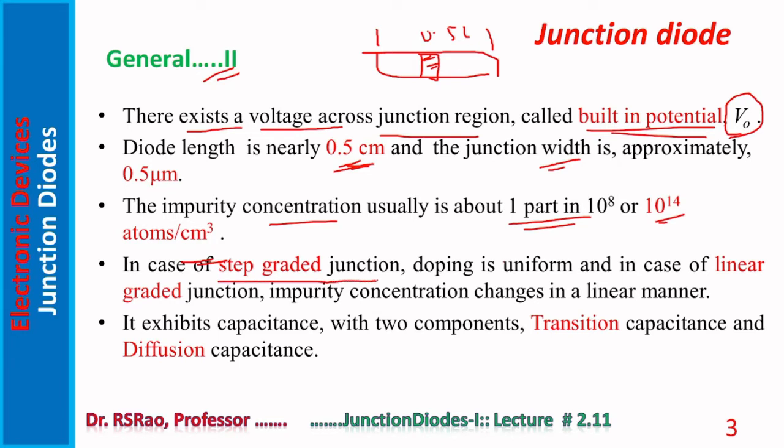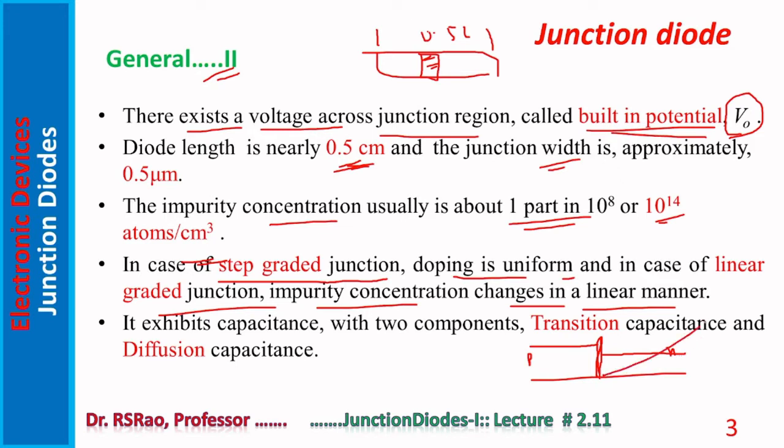In case of step graded junction, doping is uniform, and in case of linear graded junction, impurity concentration changes in a linear manner. What is step graded junction? This is diode, this is junction. Let us suppose this is P region, this is N region. If impurity concentration is uniform on P side, uniform on N side, then it is called step graded junction. If impurity concentration changes in a linear manner, like this, N side linearly increasing, P side too, then it is called linear graded junction.